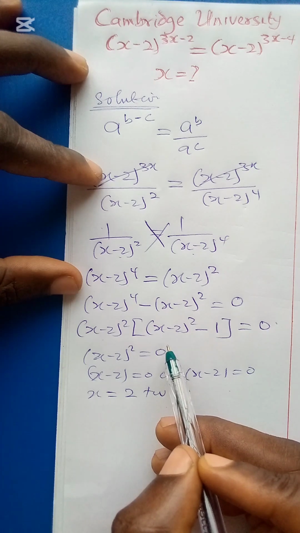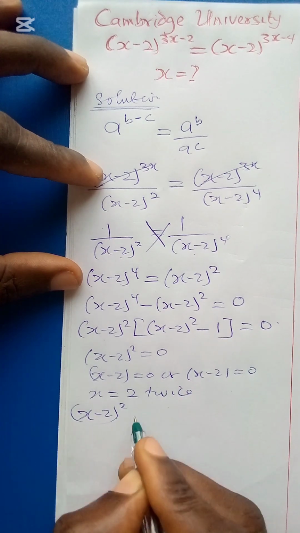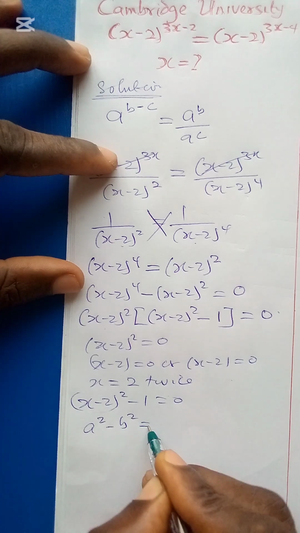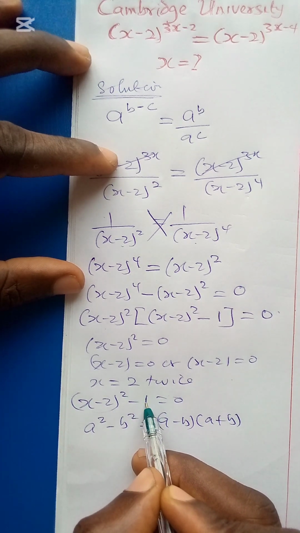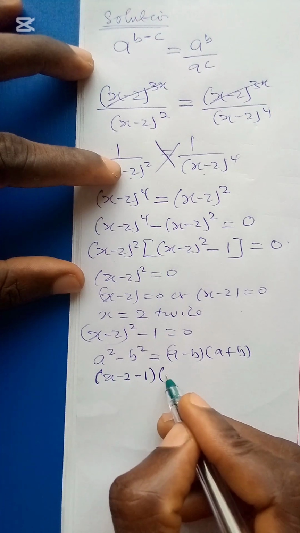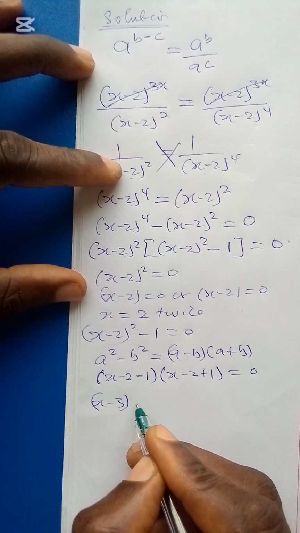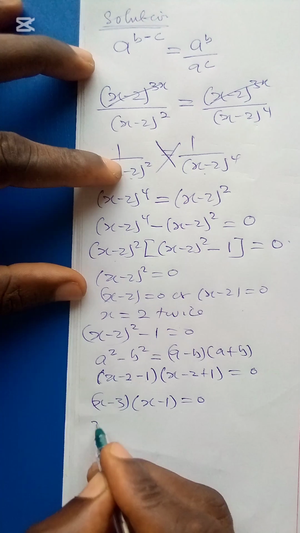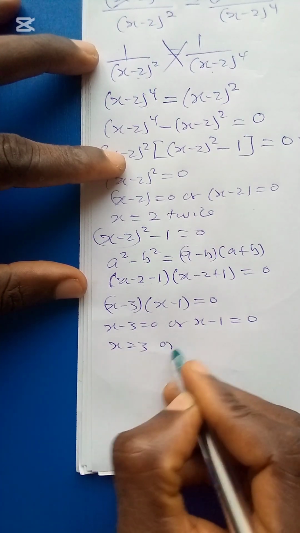Now the next set of solutions can be found by equating the other bracket to 0. That becomes (x minus 2) all raised to power 2 minus 1 is equal to 0. Now we can turn this into a difference of two squares. If I have a raised to power 2 minus b raised to power 2, it is the same thing as (a minus b) times (a plus b). So I will apply this here, where 1 squared is also 1. That becomes (x minus 2 minus 1) times (x minus 2 plus 1) equals 0. Minus 2 minus 1 is minus 3, so (x minus 3), and minus 2 plus 1 is minus 1, so (x minus 1), equals 0. Equating each bracket to 0, we have x minus 3 equals 0, or x minus 1 equals 0. And so x equals 3, or x equals 1.